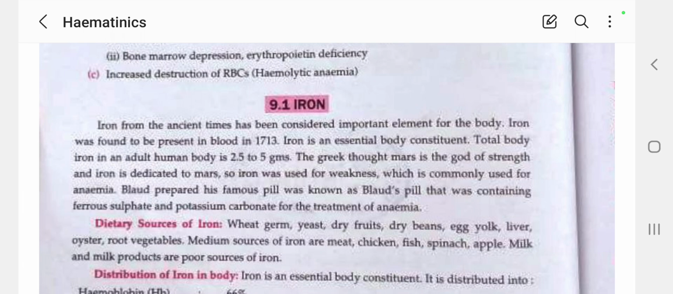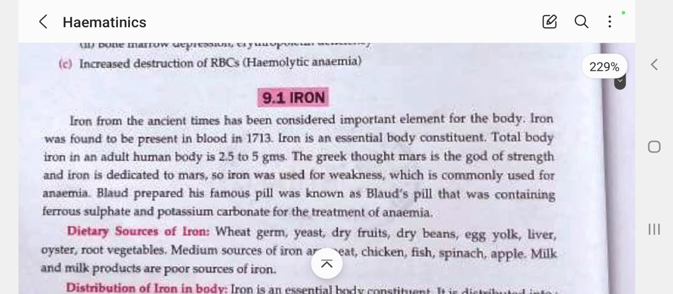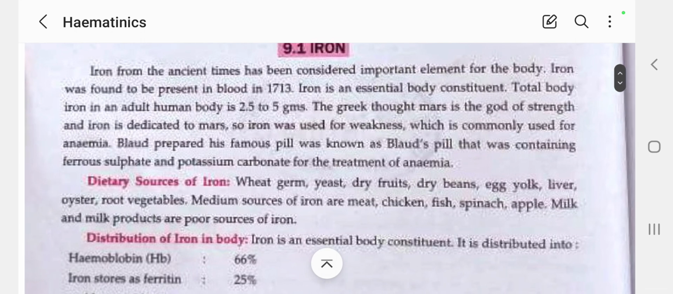The Greeks thought Mars is the god of strength and iron is dedicated to Mars. So iron was used for weakness. For a person suffering from weakness, iron is given in the form of inorganic substances, which are used for the treatment of anemia, iron and iron products. That's why we are discussing haematinics.